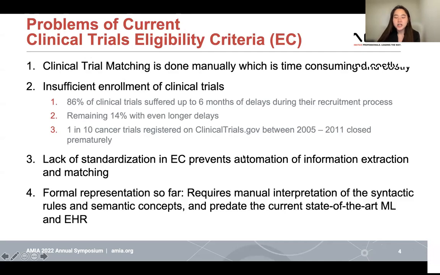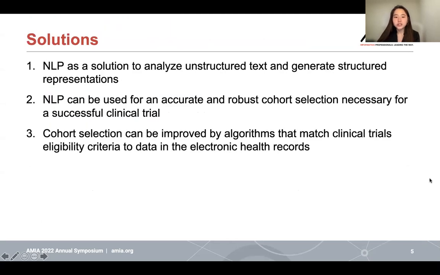Additionally, the lack of standardization in the eligibility criteria prevents the automatic extraction of the eligibility criteria and the application of automatic identification of eligible patients. There have been efforts to create a formal representation of the eligibility criteria, but the tools currently available require manual interpretation of the syntactic rules and semantic concepts in the eligibility criteria, and many predate the current state-of-the-art machine learning and electronic health records. As a solution to such problems, NLP has been identified as a way to analyze unstructured text and generate structured representation, to be used for an accurate and robust cohort selection for a successful clinical trial.